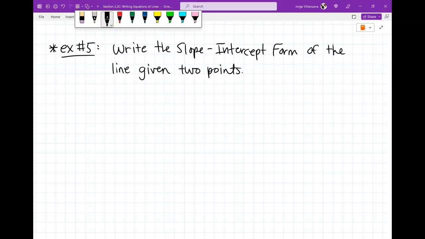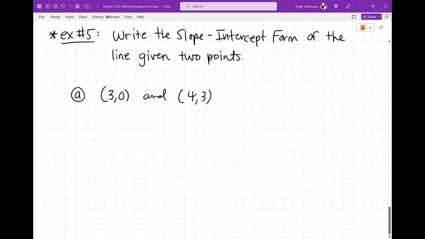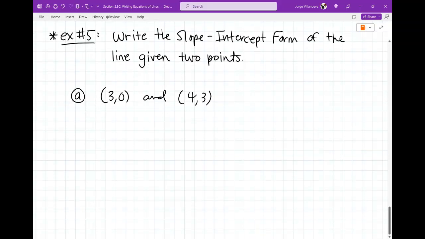Let's try (3, 0) and (4, 3). So this is going to be part A. (3, 0) and (4, 3). What can I do with 2 points? Yeah, they're both subtraction, minus x1.